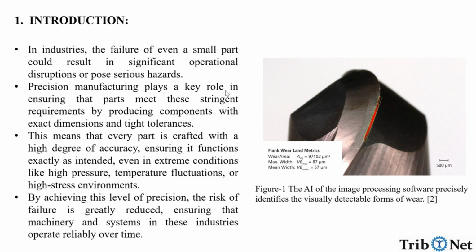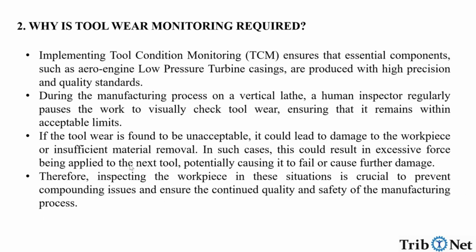Precision manufacturing plays a key role in ensuring that parts meet these stringent requirements by producing components with exact dimensions and tight tolerances. This means that every part is crafted with a high degree of accuracy, ensuring it functions exactly as intended, even in extreme conditions like high pressure, temperature fluctuations, or high stress environments. By achieving this level of precision, the risk of failure is greatly reduced, ensuring that the machinery and systems in these industries operate reliably over time.